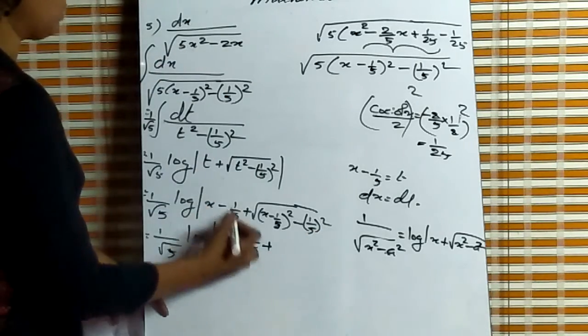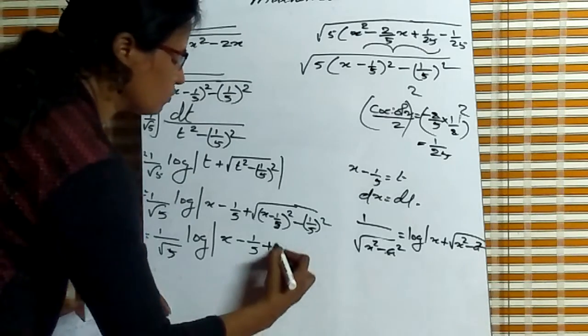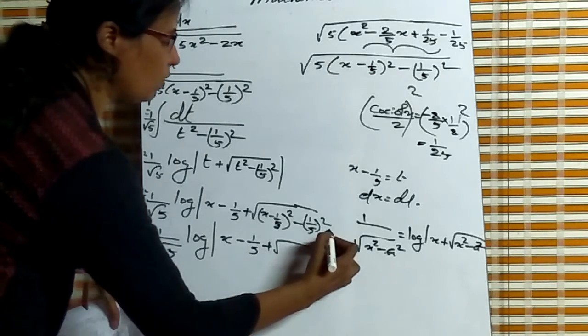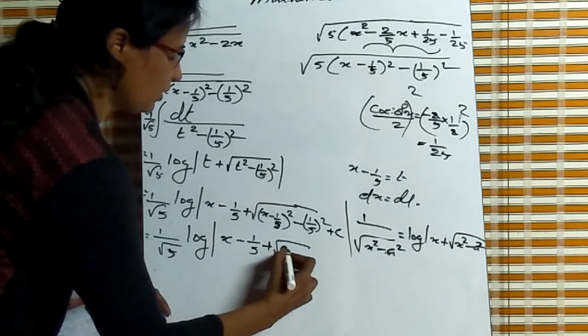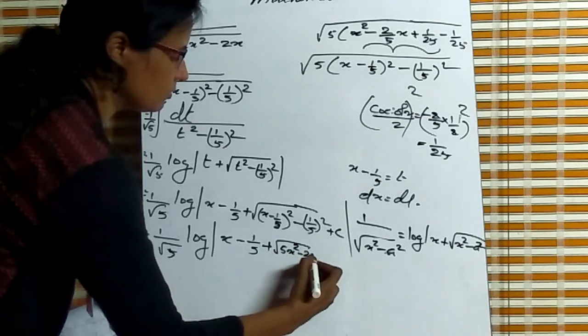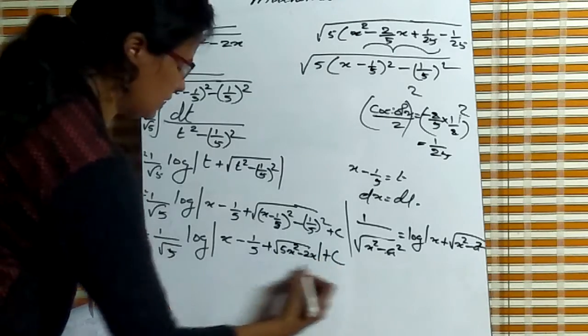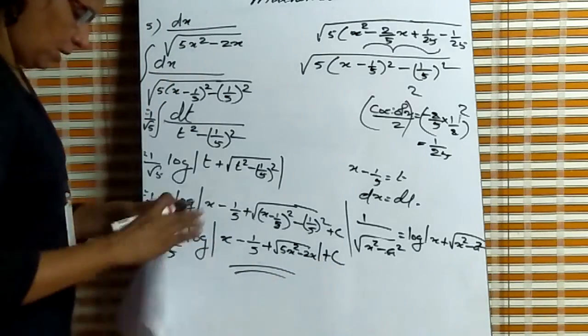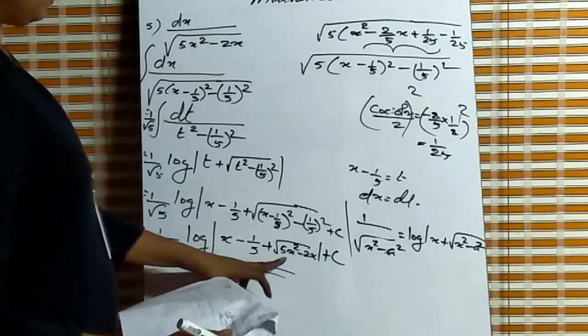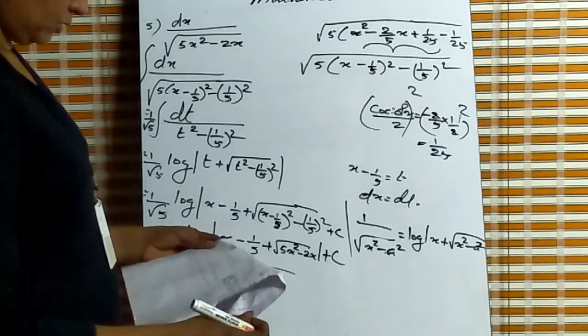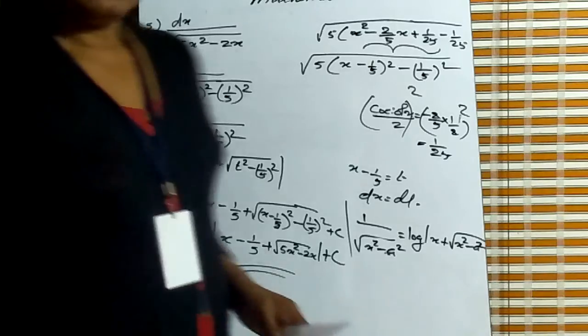So x minus 1 by 5 plus this answer, square root of 5x square minus 2x, plus c. So our answer is 1 by root 5 into log absolute value of x minus 1 by 5 plus square root of 5x square minus 2x, plus c. Thank you.